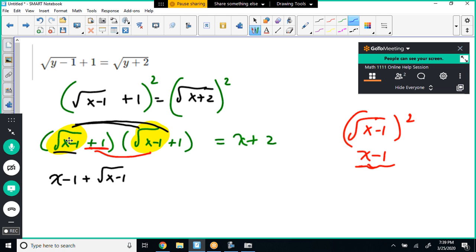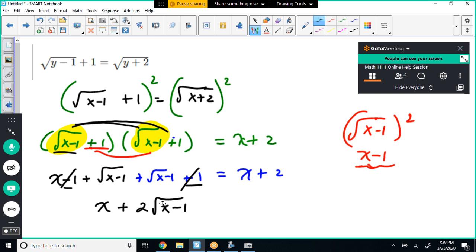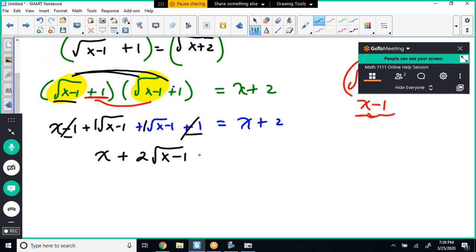And then I've got square root of x minus 1 times 1 is just itself, right? And then I start with the second term, plus 1 times that, so plus square root of x minus 1, and then 1 times 1 is 1. That's equal to x plus 2. Now what I'm going to do is combine like terms, right? So you can see that these 1's cancel out. I got a plus 1 and a minus 1. So I got x plus 2. There's a coefficient of 1, right? If you've got like radicals, you add their coefficients.